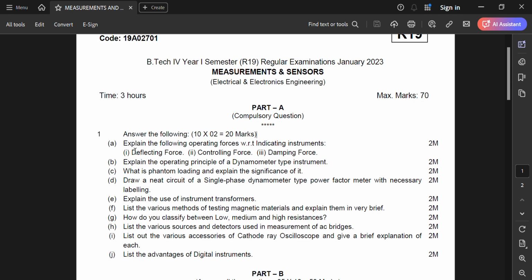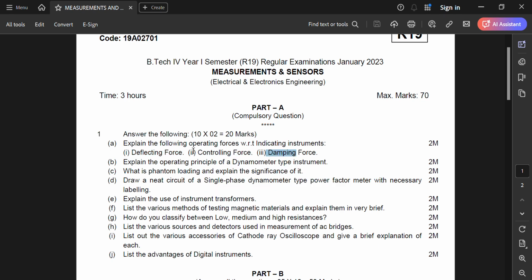Explain the following operating forces with respect to indicating instruments. This is the basic question. The essential requirements of indicating instruments are deflecting torque, controlling torque and damping torque, or deflecting force, controlling force and damping force. You can write what each is in 2 lines for these 3, and you will get 2 out of 2 marks.